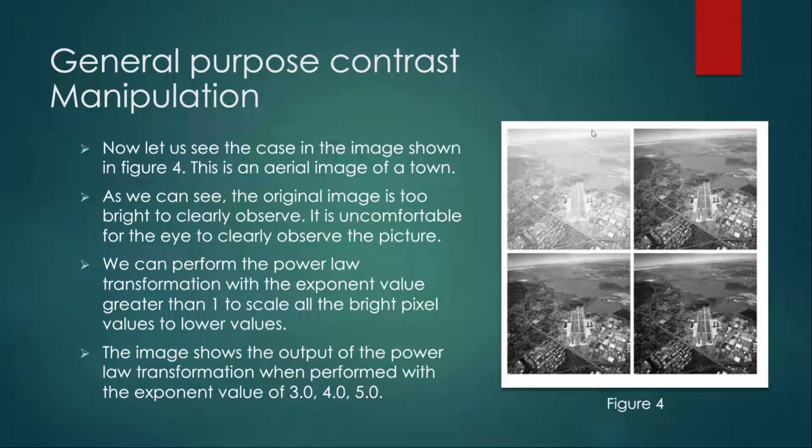Now let us see the aerial image of a town. As we can see in the original image, there are many bright pixels. This makes the human eye a bit uncomfortable to distinguish between things. Now, if we perform gamma power law transformation with the exponent value greater than 1, that is, if we map all the brighter pixels to a lower value in the output region, then we will be able to distinguish neatly what is what. So as we can see, this is the output of the power law transformation image with the exponent value of 3.2, 4.2 and 5.2 respectively.